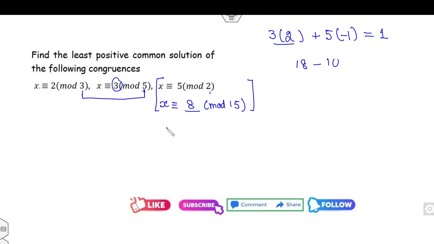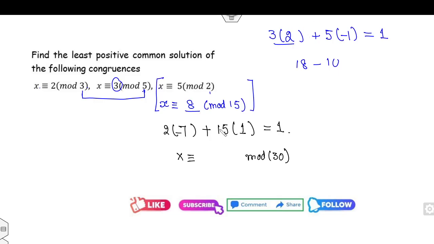What will be the possible case? 2 into something plus 15 into something should be 1. Can you find the number? 7 into 2, 14, 15 into 1. So your x will be modulo 30.